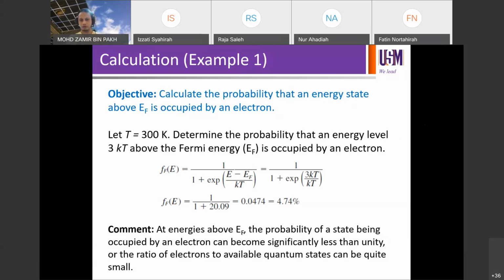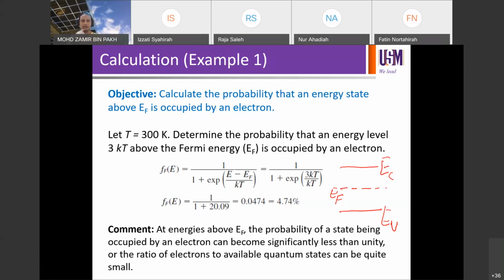So that means you first need to draw your EC and EV. This is the very basic one, right? Never miss this. Okay, so now where's your EF? Half of EG, right? Pretty much. So if it's silicon, then it's about 0.56 eV because the EG is 1.12. Okay, so now where's your E?